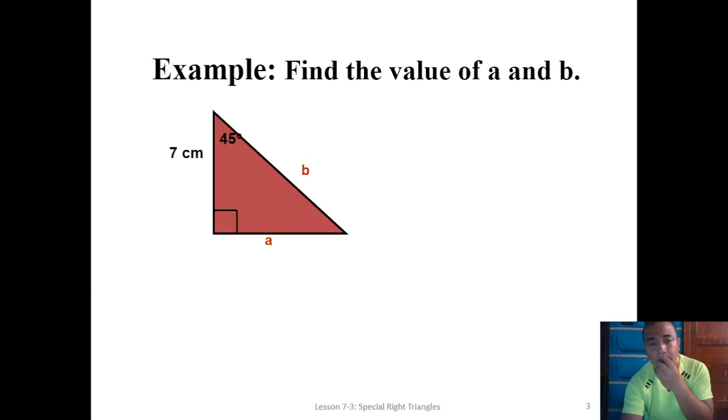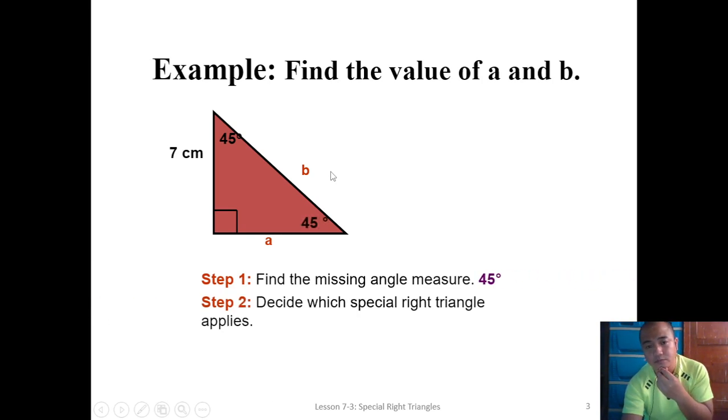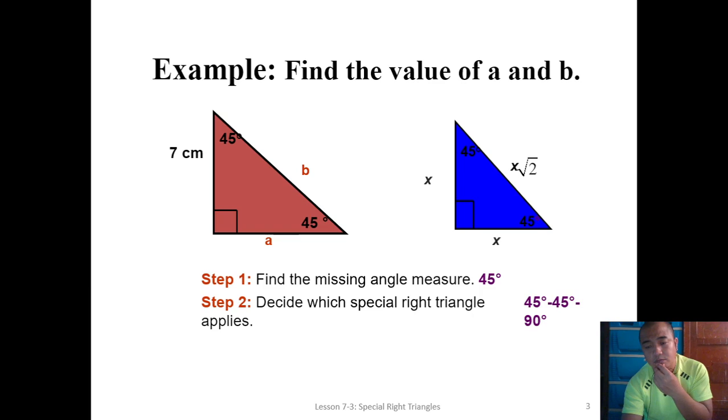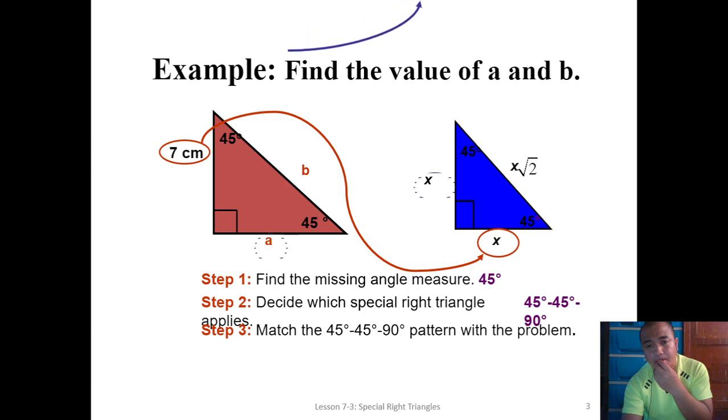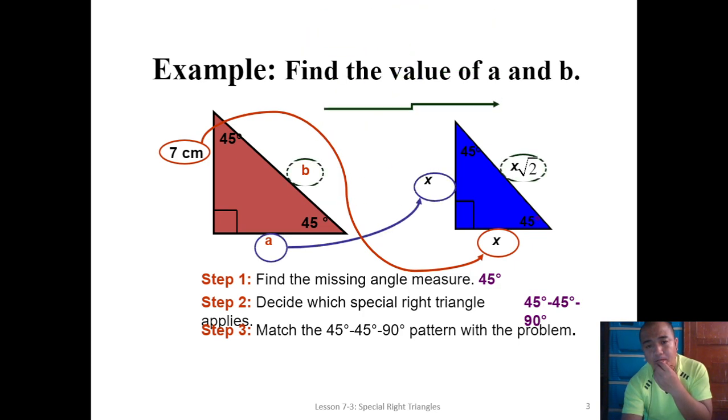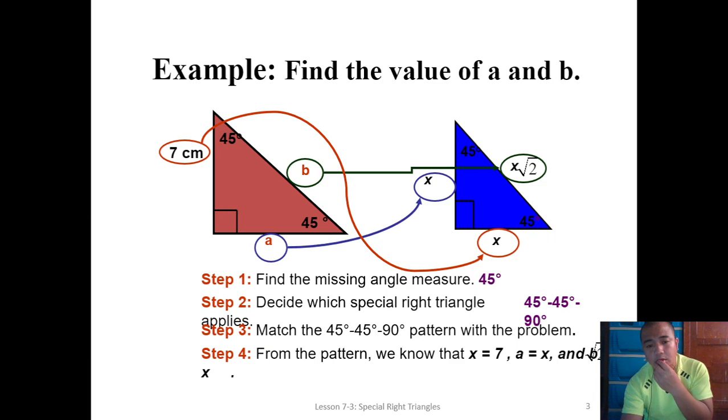Now, find the value of a and b in an isosceles right triangle. Why? Because that's 45, that means this is also 45, and that means the legs are equal. So if this is 7 cm, a is 7 cm, b is 7 square root of 2 centimeters. So from the pattern, we know that x is equal to 7, a is equal to x, and b is equal to x square root of 2.